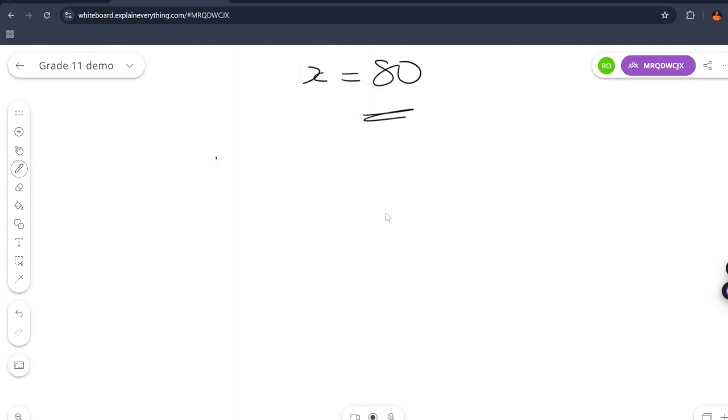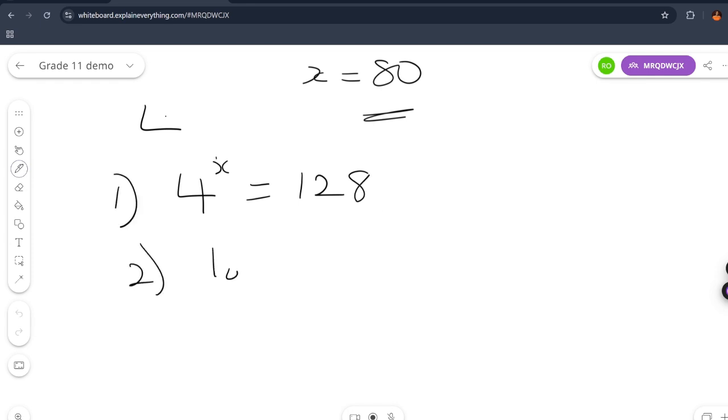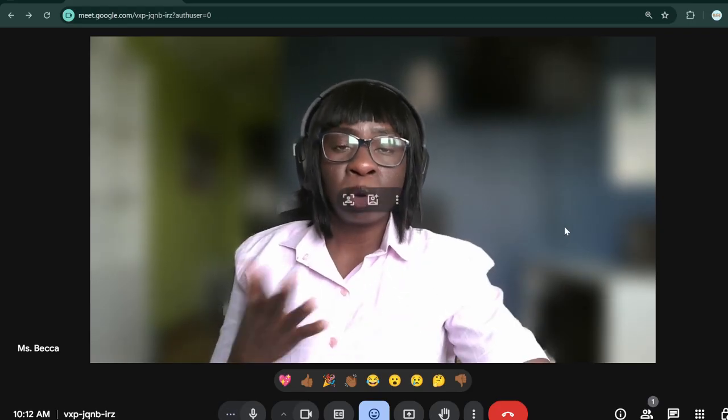So now you are to solve these ones. These are your practice questions. Number 1, 4 raised power x equals 128, and then number 2, log x minus 2 base 5 equals 2. So practice those two questions.